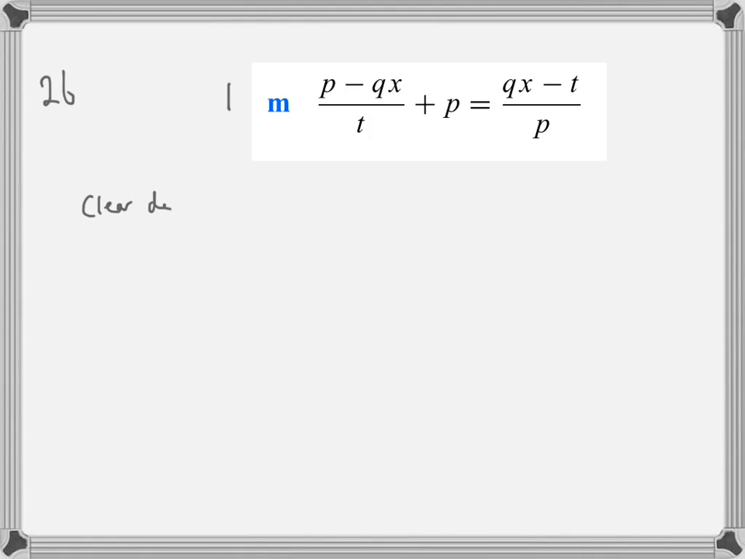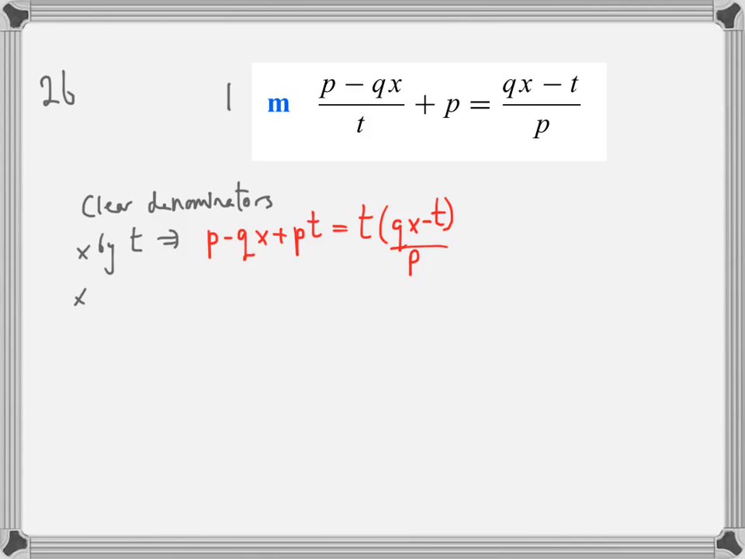And the way we get rid of them is we clear the denominators from both sides, and the way we do that, first of all, is we multiply by t. If we multiply by t on both sides, we'll get rid of the t on the left, and that will give us p minus qx plus pt, because we've multiplied everything by t, so the p also gets multiplied by t, and on the right we'll have t times whatever we had before.